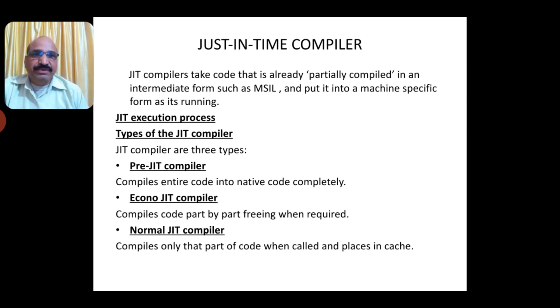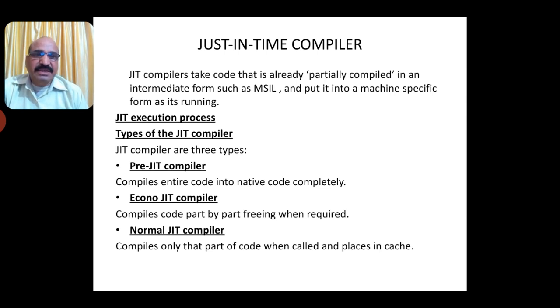Next one is the EconoJIT compiler. This compiler compiles code part by part, freezing when required. EconoJIT compiles methods that are called at runtime. However, these compiled methods are discarded when they are not required. So the EconoJIT compiler is economic. It only compiles those methods that are called at runtime.